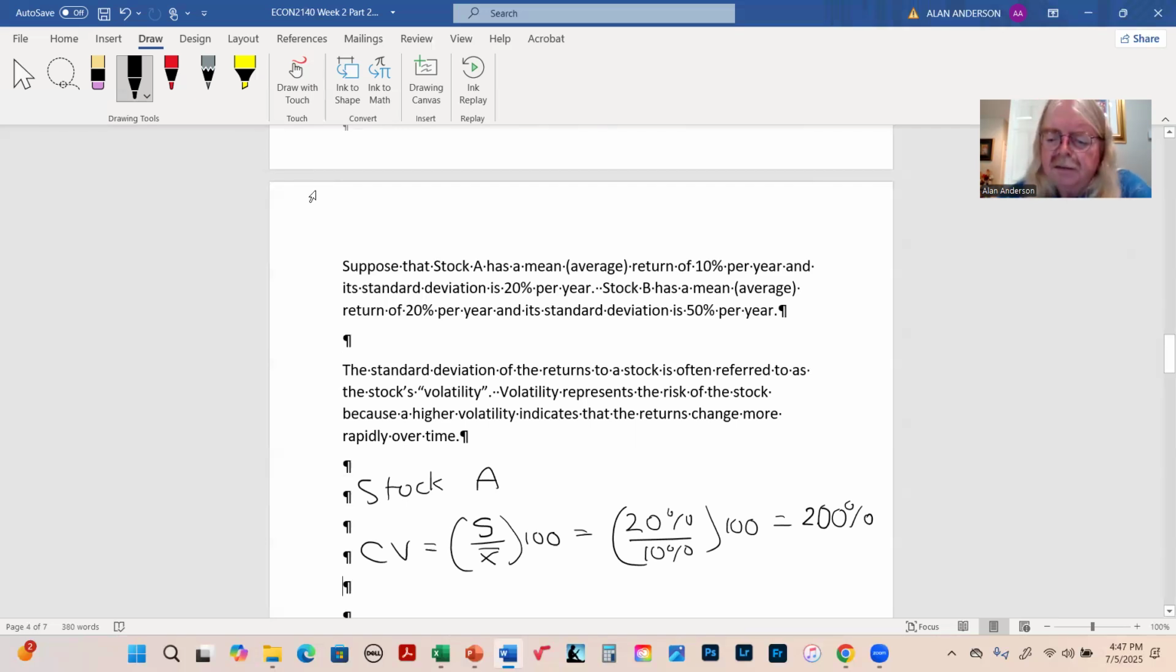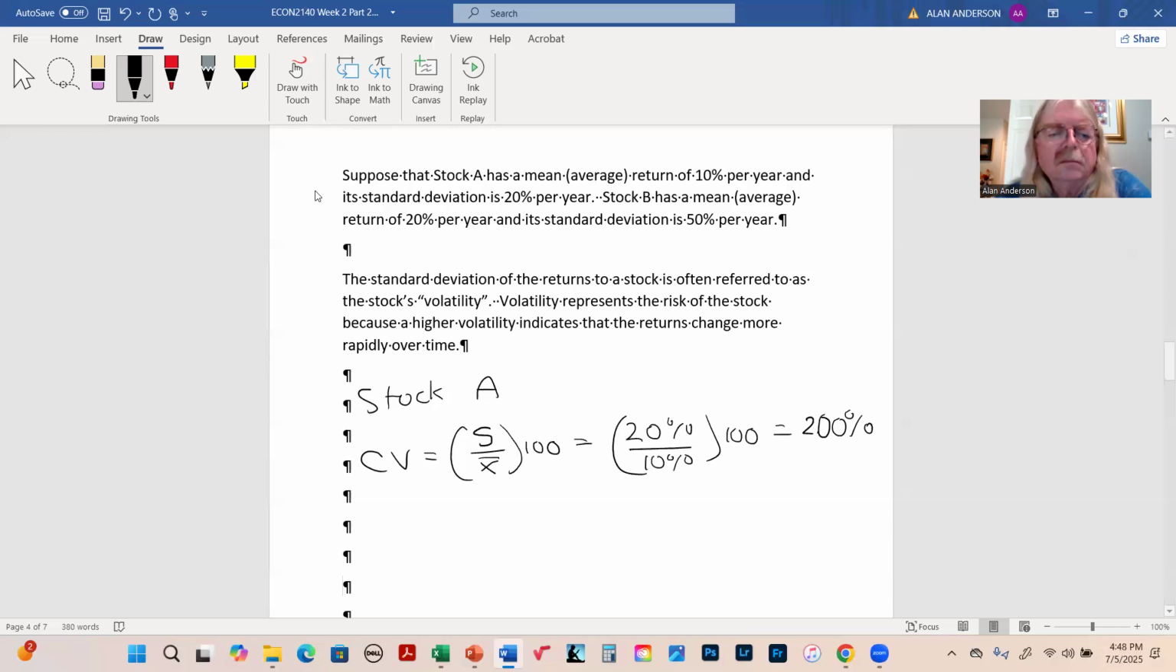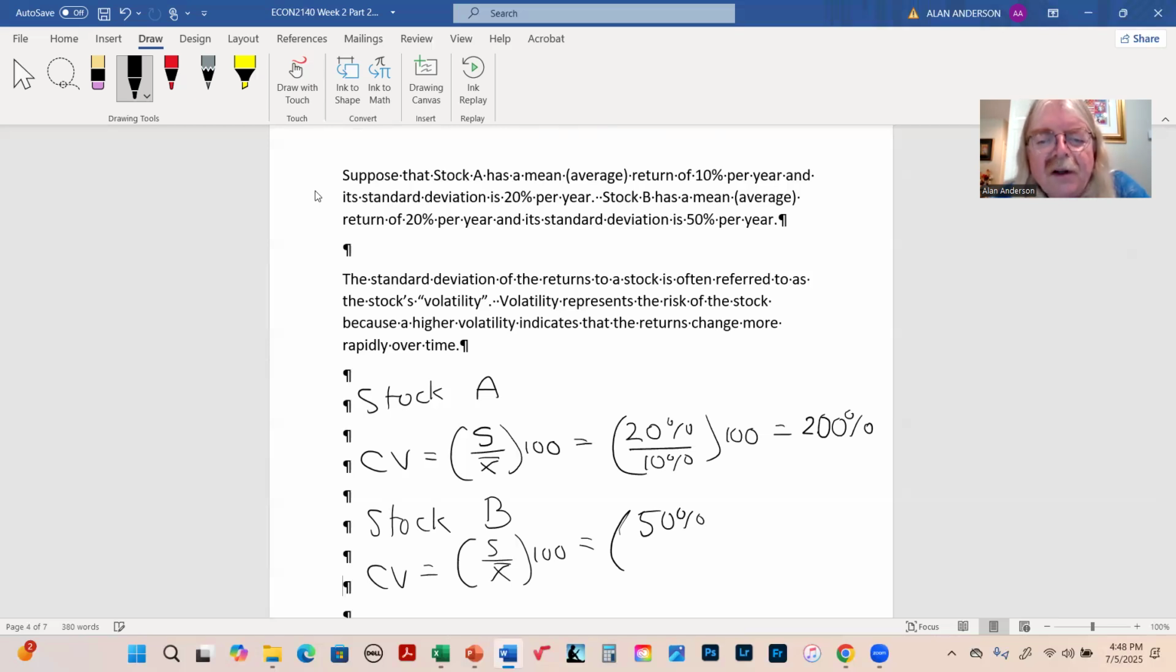For stock B, you're getting, wow, 50% is your standard deviation. That's a very volatile stock. You are getting a higher return, of course, but you can see here's the problem.